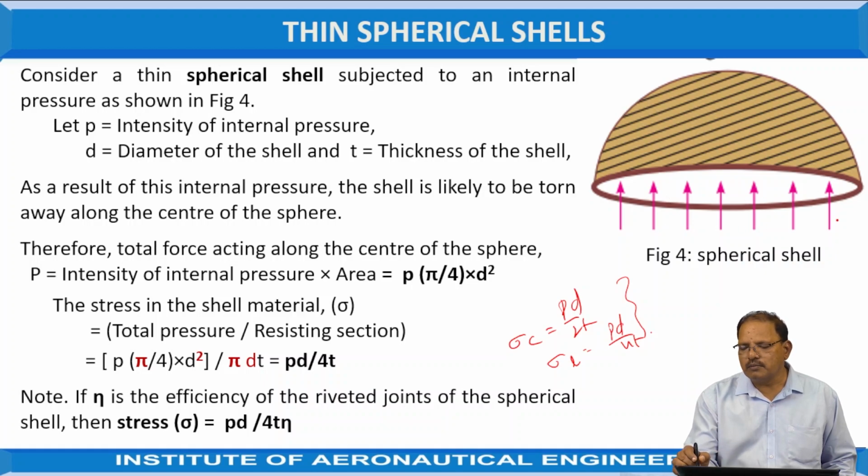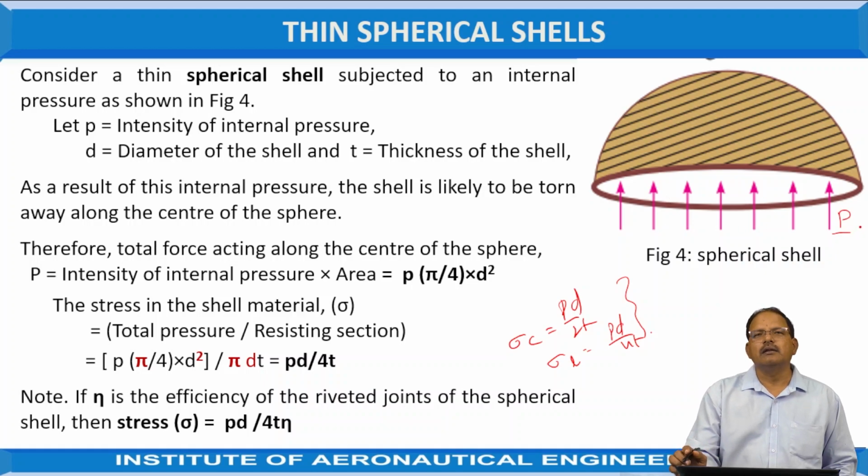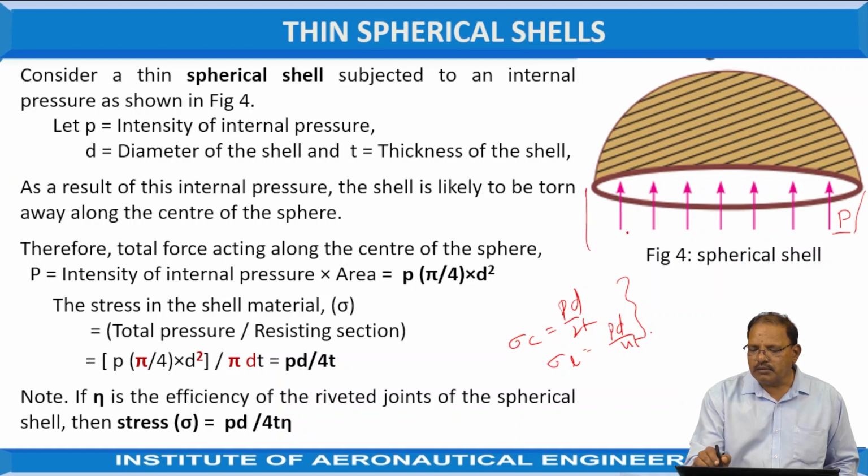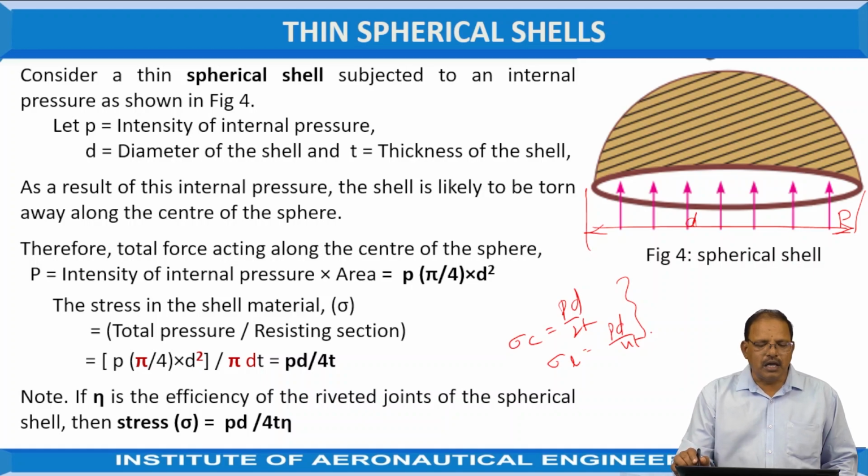The pressure is acting in the upward direction. P represents the internal pressure acting inside the shell, and D represents the diameter of the shell. As a result of the internal pressure, the shell is likely to tear along the center of the sphere. When the pressure inside the shell exceeds the permissible limit, it fails in such a way that it becomes two equal halves, that is, a tear in the middle as shown in the figure.